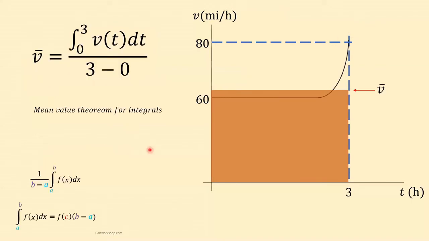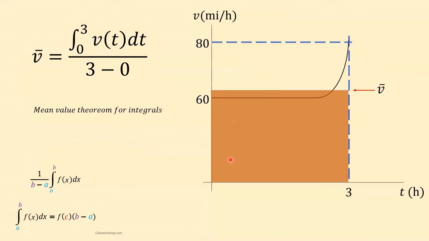So this is not something you need to know for this chapter, but a lot of you will have no problem understanding this anyway. What you would actually use to get the average velocity is the mean value theorem for integrals, which you probably encountered in your first semester of calculus.